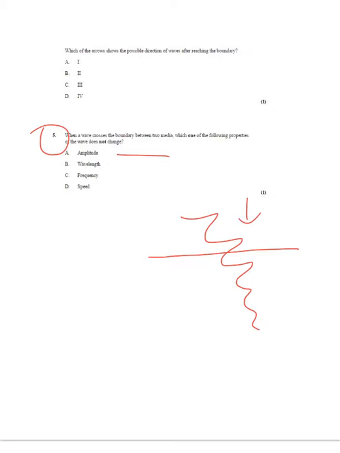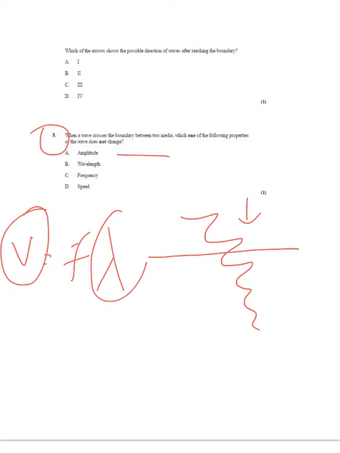The wavelength, if you remember, the velocity changes, the speed changes, the wavelength changes, so D and B and A all change, so therefore the answer is frequency, because the nature of the wave stays the same. Okay, so that's just something you're going to have to remember. Frequency always stays the same during refraction.